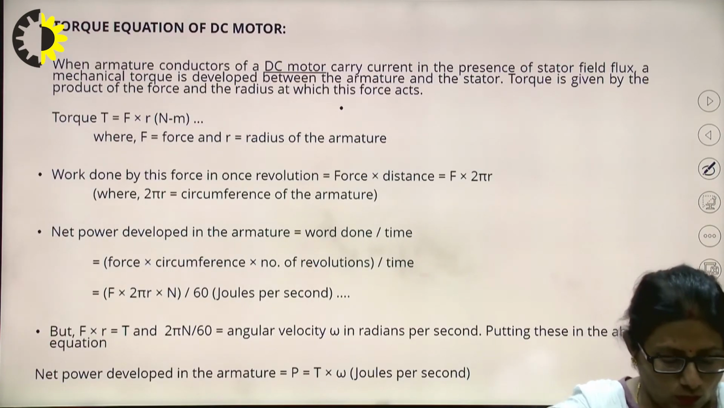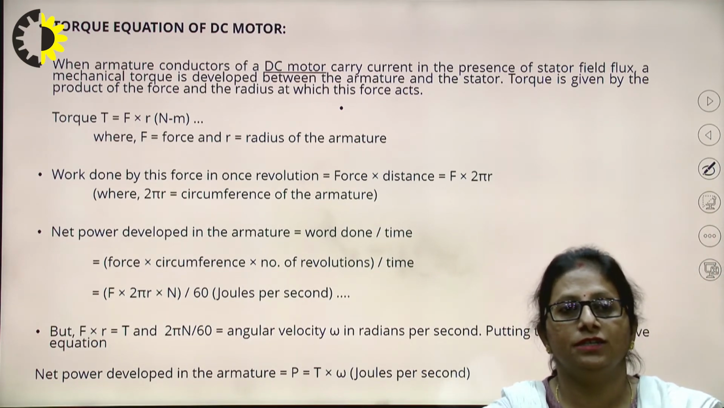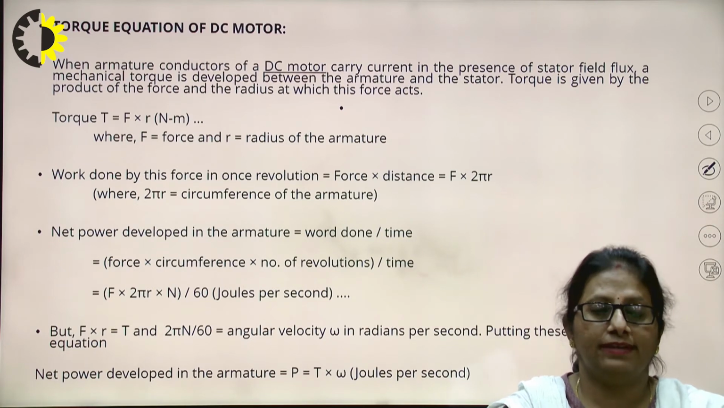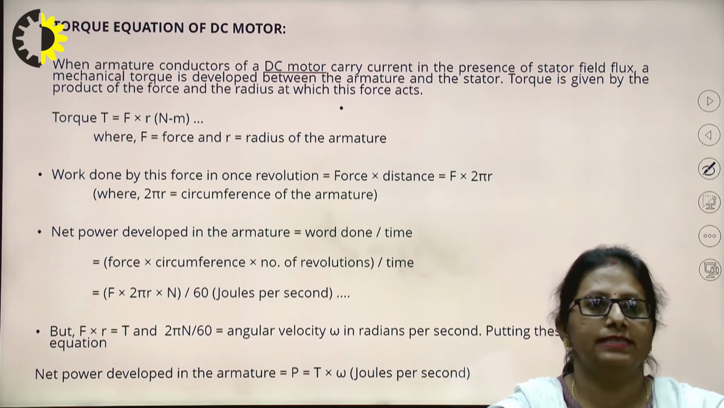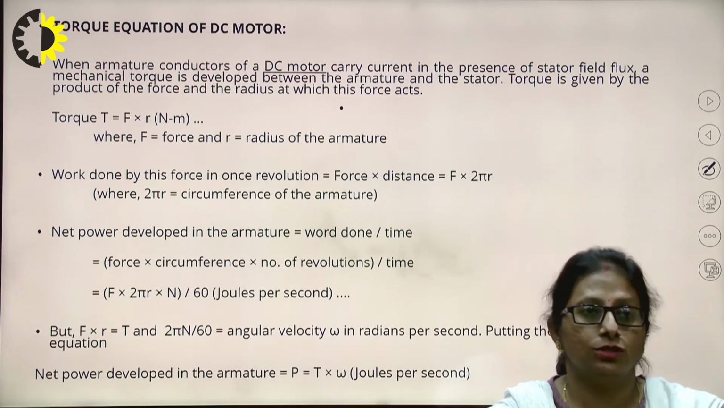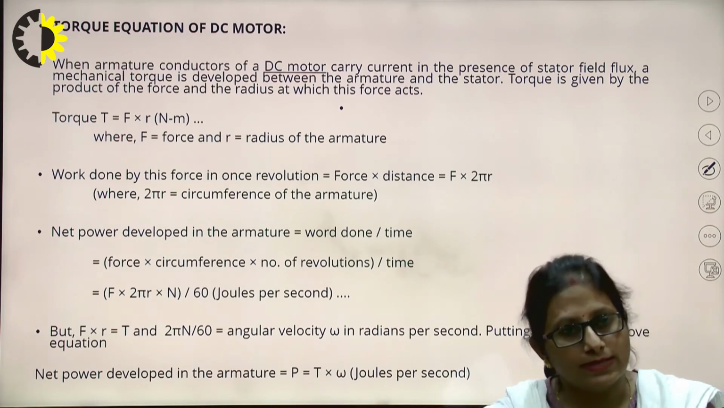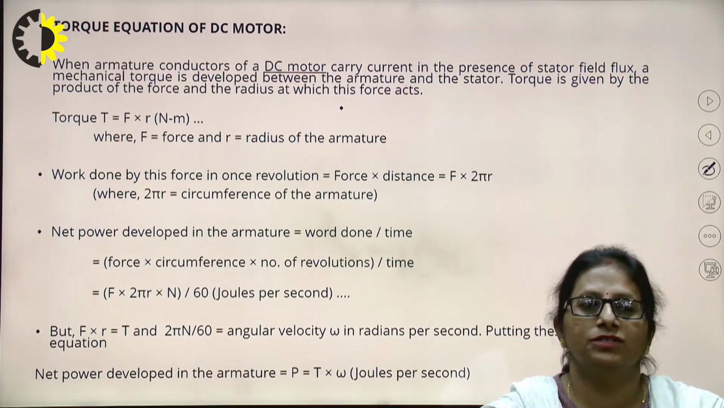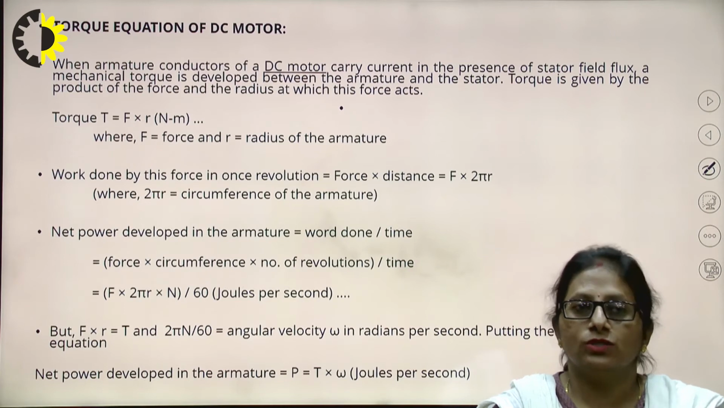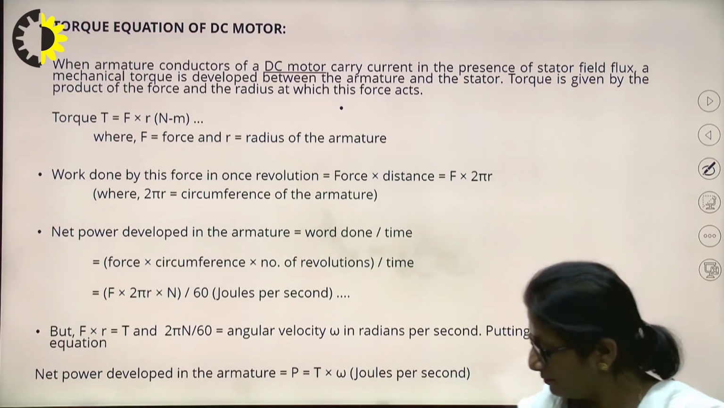Okay, coming to the very important topic, that is the torque equation. As we have seen for the DC generator, the generated EMF can be given by phi P Z N by 60A. But in case of a DC motor, the output is the rotation or the torque with the help of back EMF always. Back EMF is once again given by the same expression. It is nothing but the generated EMF. But what about the torque for a DC motor?